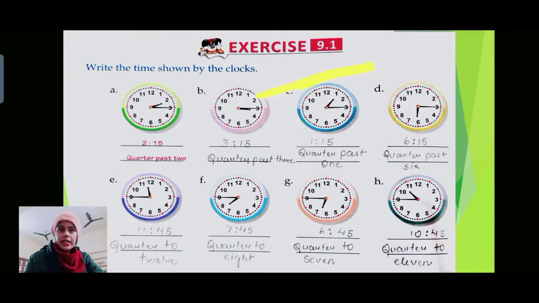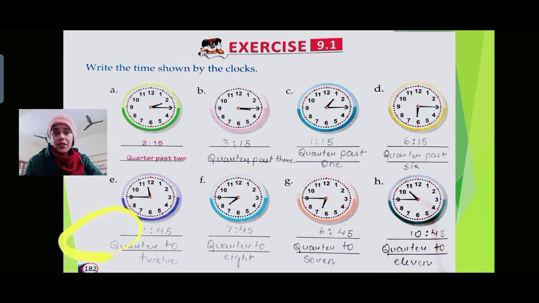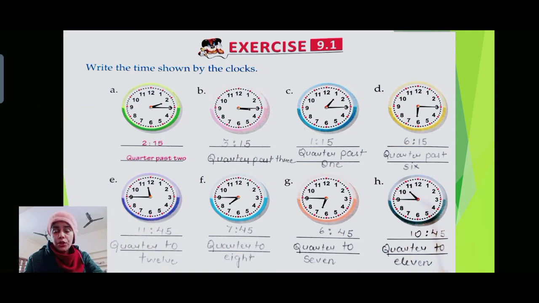As you can clearly see, it is exercise 9.1 and the first question is, write the time shown by the clocks. This exercise is on page number 182. So please open your book and look at page number 182. On page 182, question number 1 is already done for us.